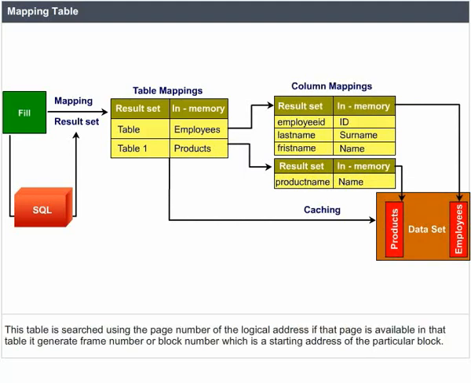This table is searched using the page number of the logical address. If that page is available in that table, it generates a frame number or block number, which is the starting address of the particular block.